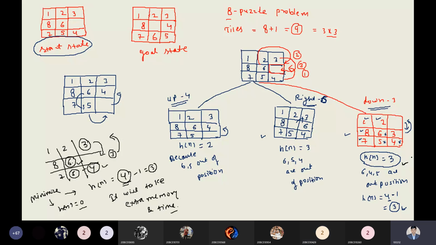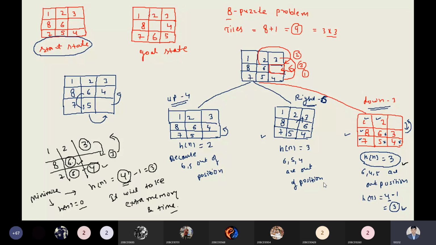So now we have two options. We can expand the up 4 space tree, or we can expand the right 6 part. So tell me right now which part I must take to expand my solution to reach the goal state, with minimum heuristic value. Yes. So what is the minimum value we have over here? 2 or 3? Sir, 2 with up 4. Yeah, that is a good point.